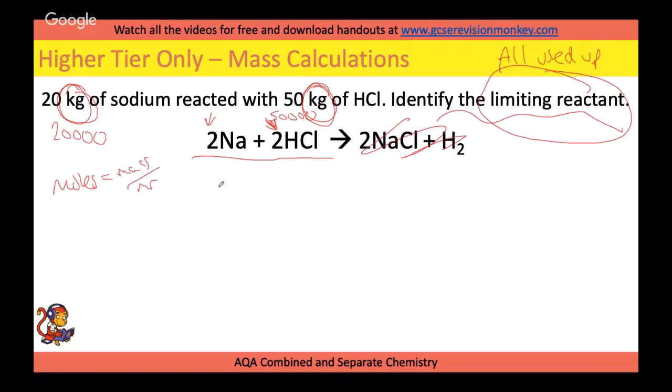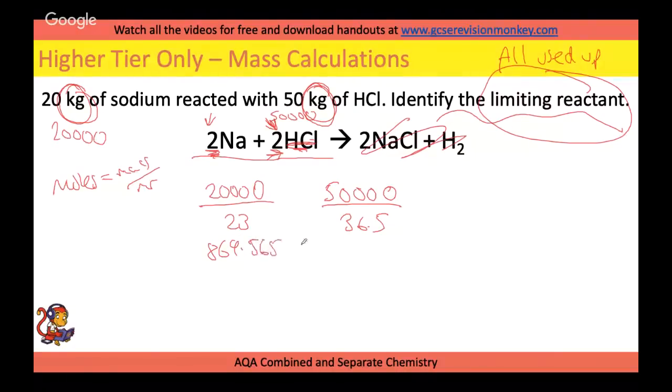So to calculate the number of moles that we've actually reacted together, we do our 20,000 divided by 23, ignoring the 2 because we talk about this later. And then the 50,000 divided by the relative formula mass of these two, which is 36.5. So we get an answer of 869.565 moles reacting with 1369.86 moles. And we need to find out which one we've added too much of.